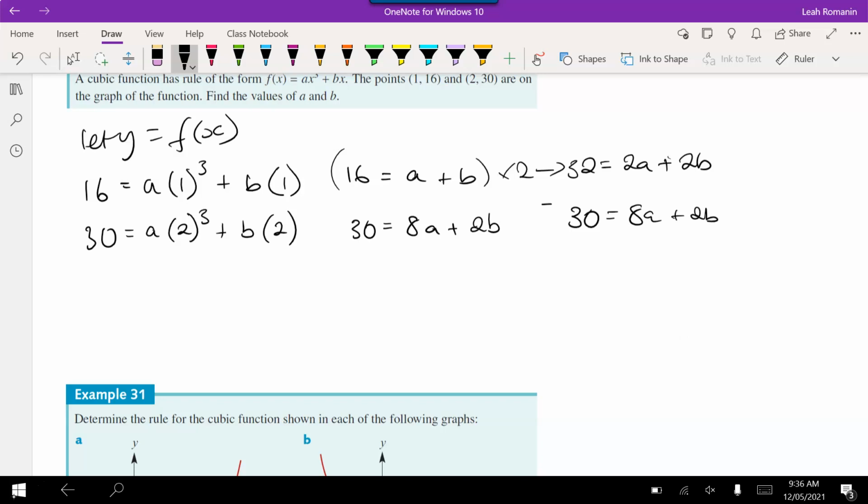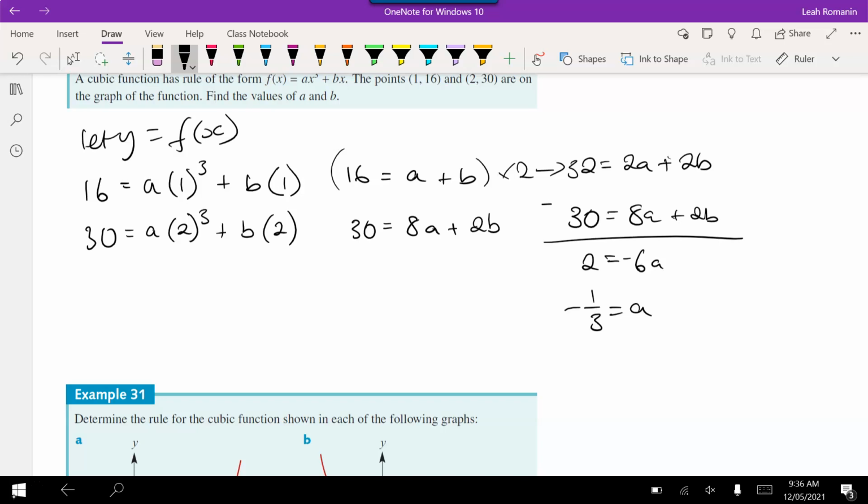So 32 minus 30, I'm going to get 2. 2a minus 8a, I'm going to get negative 6a. And then my 2b's are going to cancel out. Solving for a, I'm going to get negative a third. 2 divided by negative 6, negative a third. That's my a. So I've got a now.